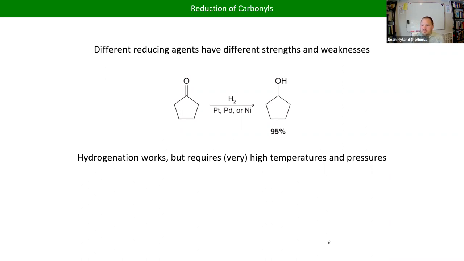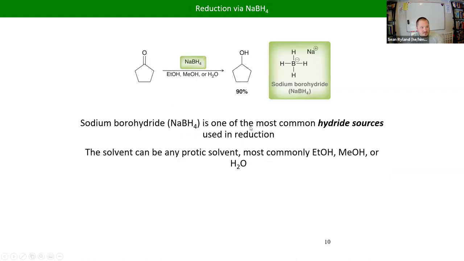a specialized, you know, thick-walled stainless steel reactive vessel. This can be done in industry where you have more specialized equipment designed for doing this. But in a lab, we don't have that, most labs. So we need a better way of doing that. And the most common way of doing that is use what's called a hydride source. Instead of using hydrogen gas, you use sodium borohydride.